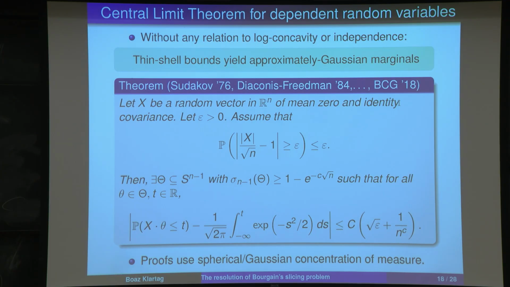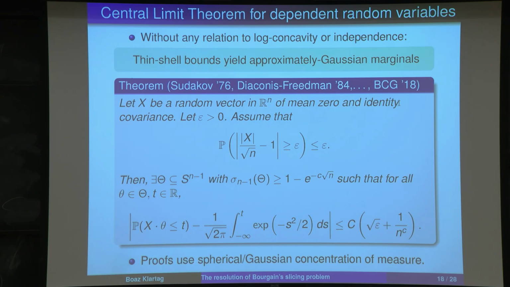So there is a theorem that was started by Sudakov, Diaconis and Freedman, and then Bobkov, Klartag, and Götze. I will write their names in full on the next slide. It tells us that if you have a random vector in R^n, mean zero, identity covariance, and you have a positive number epsilon, let's assume the thin shell condition. So 1 minus epsilon of the mass of X is within distance epsilon from a sphere of radius square root of n. So this is the thin shell condition, right? X over root n is close to 1 usually.